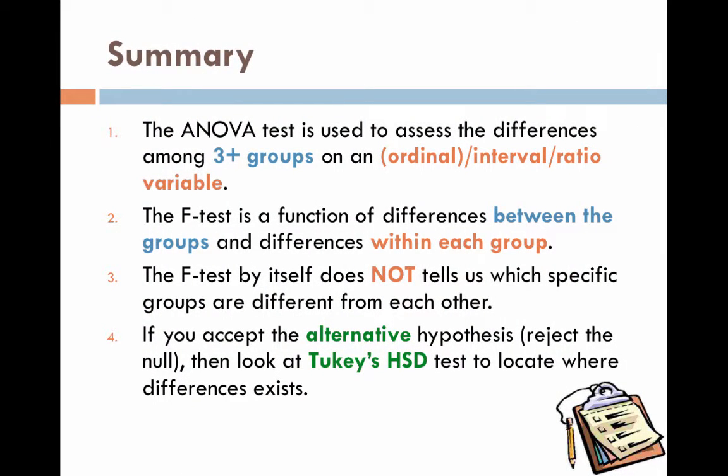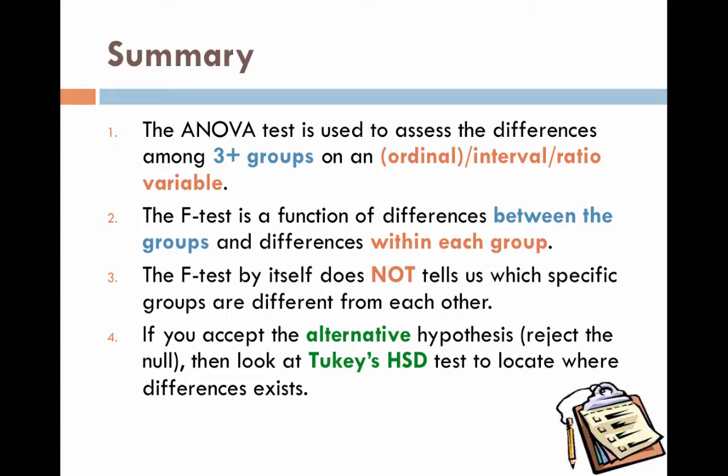So to summarize, our ANOVA test is used to assess the differences among 3 or more groups on some continuous or quantitative variable. The F test is a function of differences between groups and differences within each group. The F test itself does not tell us which specific groups are different from each other, which is why the ANOVA test is called an omnibus test, an overall test.